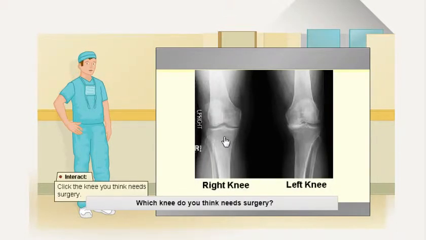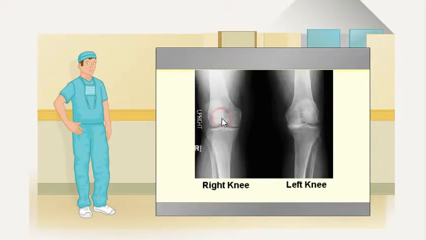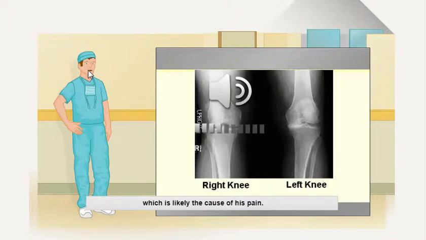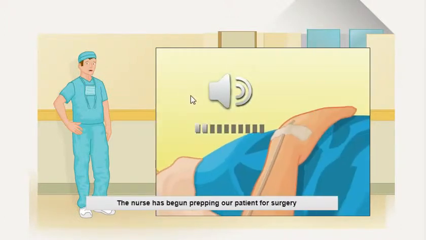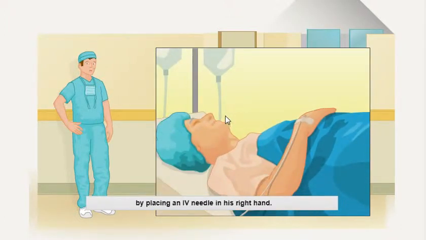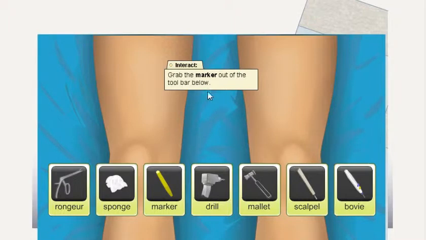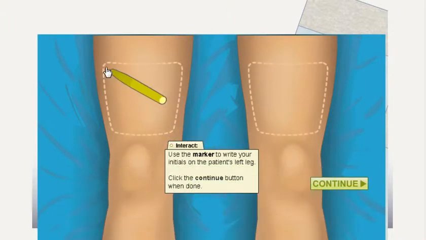Take a moment to look at our patient's x-rays. Which knee do you think needs surgery? Sorry, his right knee appears fairly normal. His left knee appears worn down and lacking cartilage, which is likely the cause of his pain. The nurse has begun prepping our patient for surgery by placing an IV needle in his right hand. Now it's your turn. Use the marker and write your initials on the proper knee to be operated on. This may seem silly, but it's an actual step taken to prevent wrong site surgery.